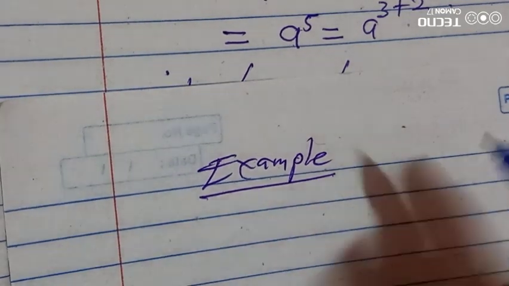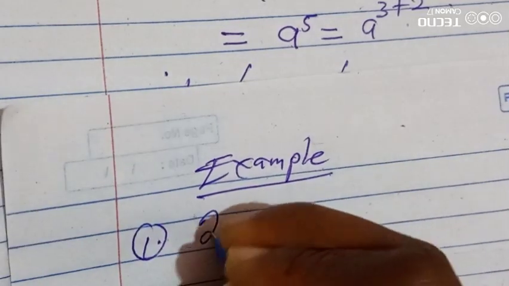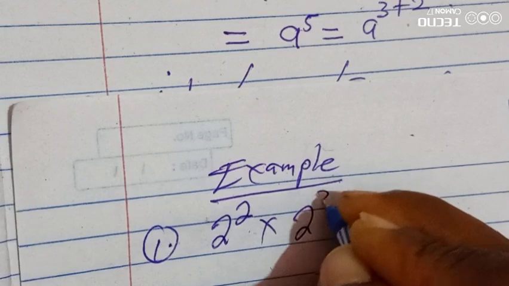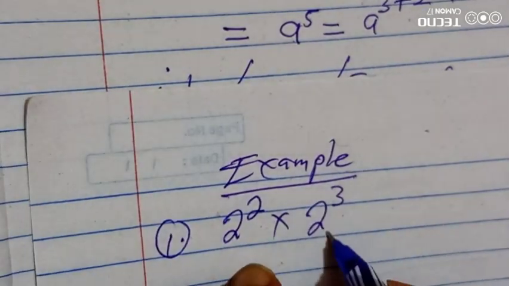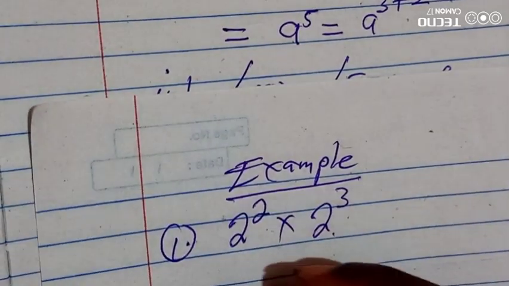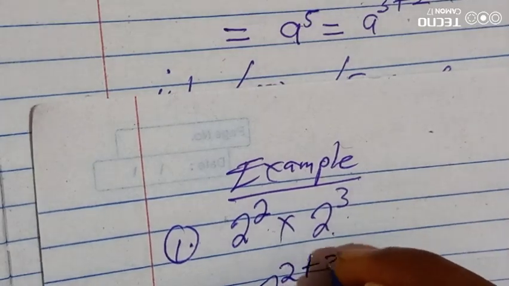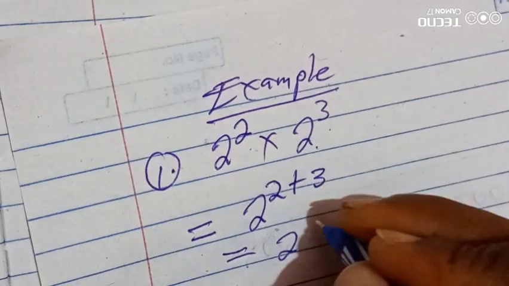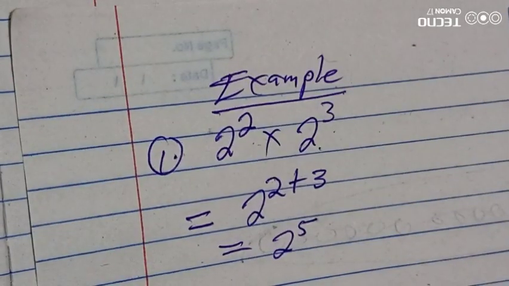Now, in example number 1, 2 square times 2 cube. You know that the bases are the same. We have 2 here, we have 2 here, so we maintain one base. This will be equal to 2 to the power 2 plus 3, which will be equal to 2 to the fifth power.